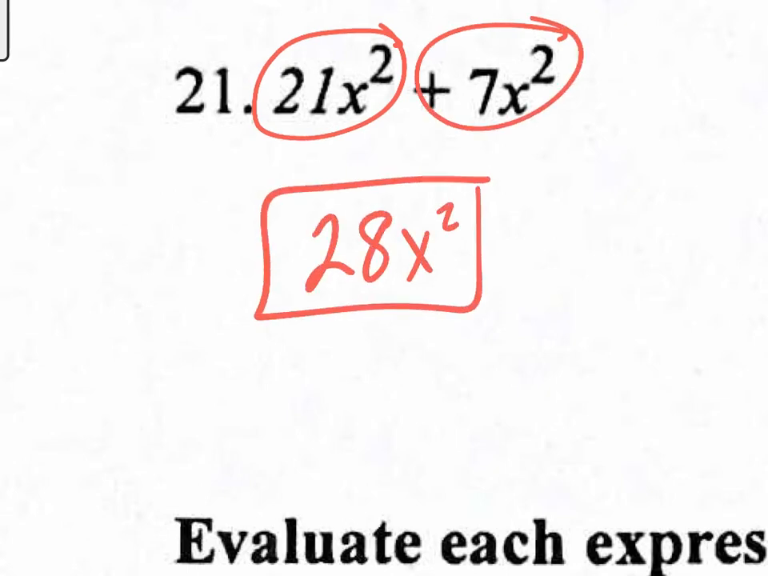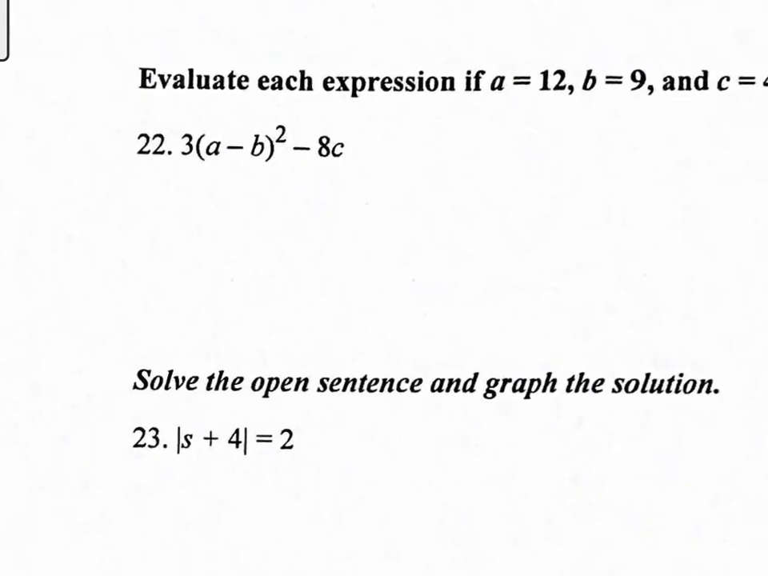28x squared. Do not change exponents, right? The only time you change exponents is when you're multiplying. And right here, we're obviously adding. We're combining like terms. It's like I have $21. I have 7 more dollars. I have $28. You don't have $28 squared or $28 to the 4th power. It just stays exactly the same. So whatever you have right here, x squared combined with another x squared, you just have more of those same exact x squares. Moving on, number 22.